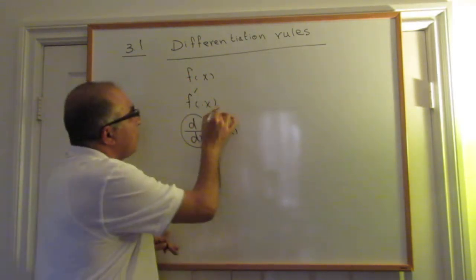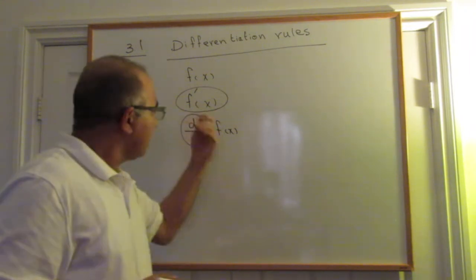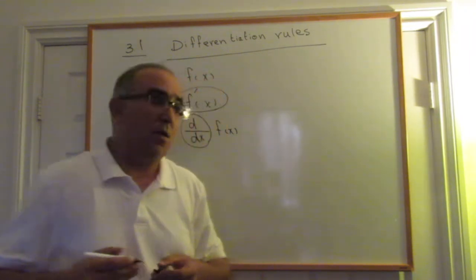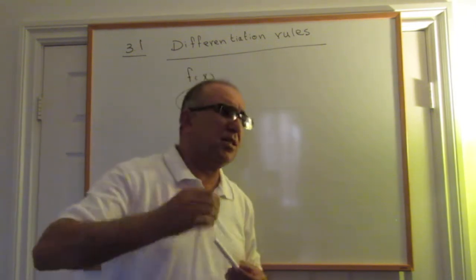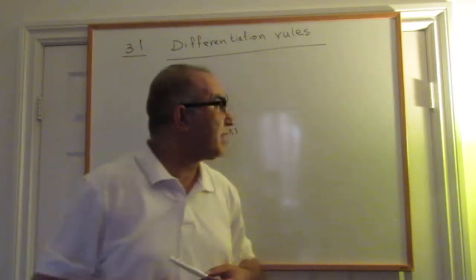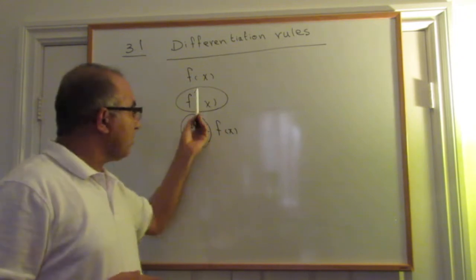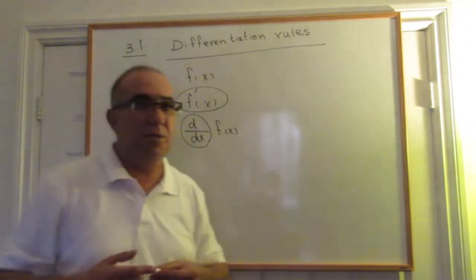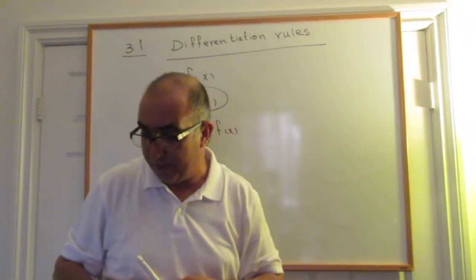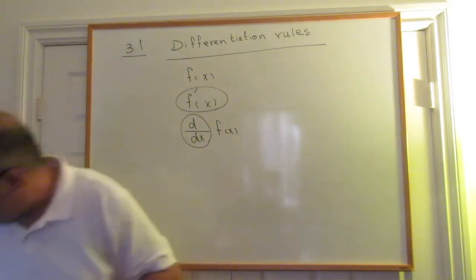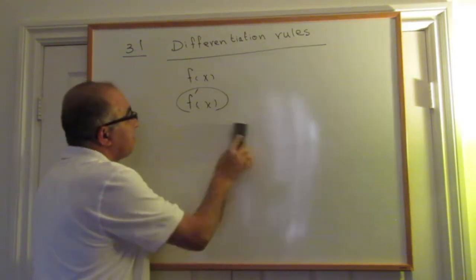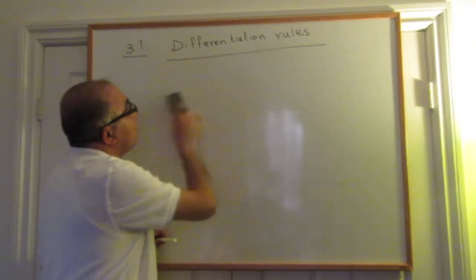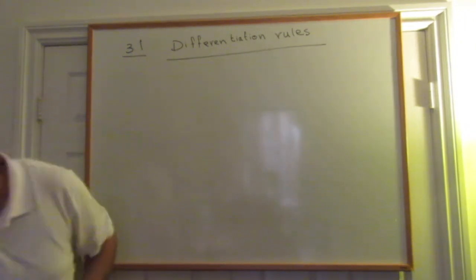Usually I use f prime, or the prime notation, a lot for derivatives, because it's really easy and really fast to use. But these are the two types of notations that we show the derivatives of a function. Now, let's start with the rules of differentiation, or the rules of derivatives.